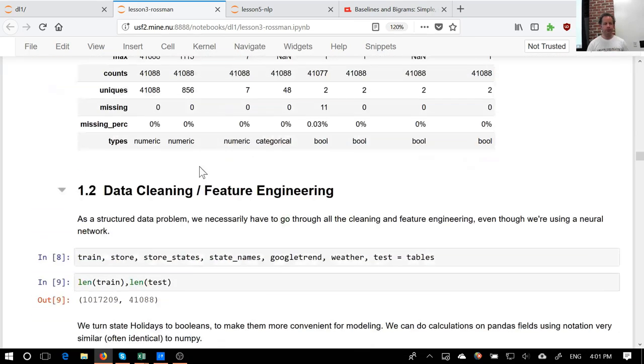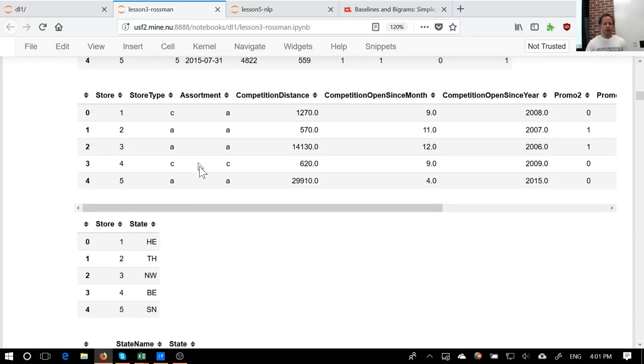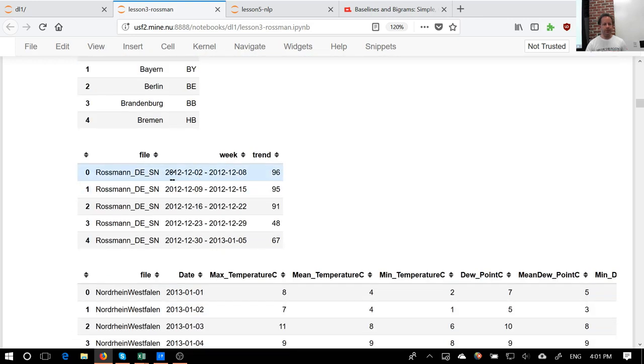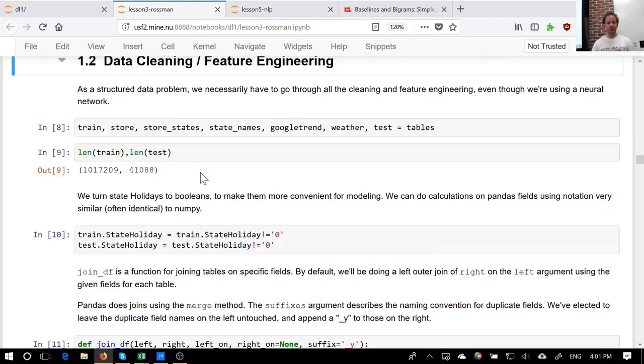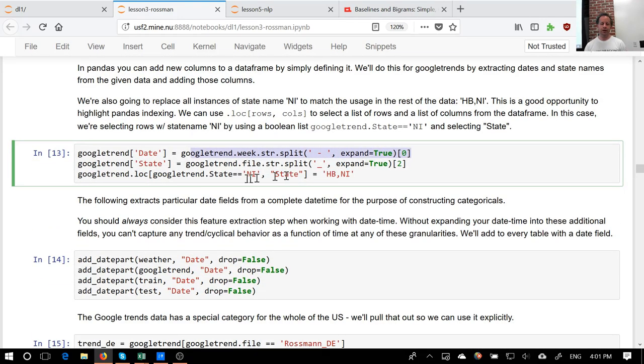I can also, if you look at the Google Trends table, it's got this week range, which I need to turn into a date in order to join it, right? And so the nice thing about doing this in pandas is that pandas gives us access to all of Python, right? So, for example, inside the series object is a .str attribute that gives you access to all the string processing functions. Just like cat gives you access to the categorical functions, dt gives you access to the datetime functions. So I can now split everything in that column.